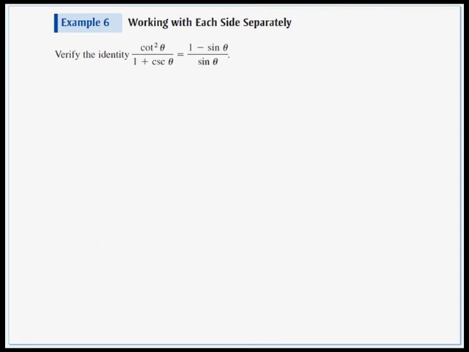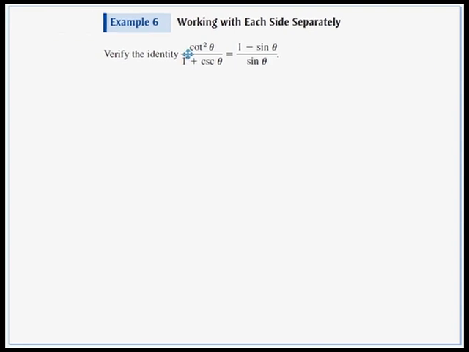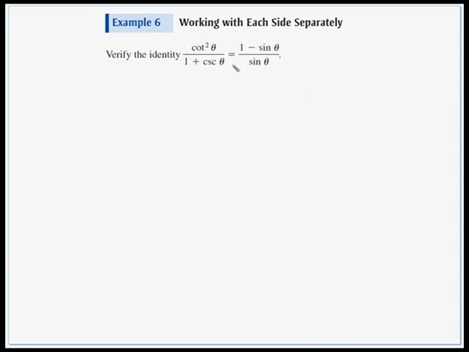In example 6, back to the guidelines in the previous video, it says usually pick one side, work with that one side, and get it to match the other. Sometimes it's easier to work with one side until you get it simplified down pretty nice, and then say, okay, I'm going to hop over to the other side and start working on that one and see if I can get them to match. And that's what we're going to do on this one. So actually, let me slide this over a little bit. I'll put a nice divider line right down the middle. And we're going to work on each side independently.